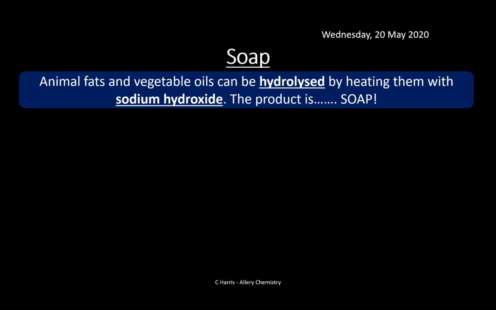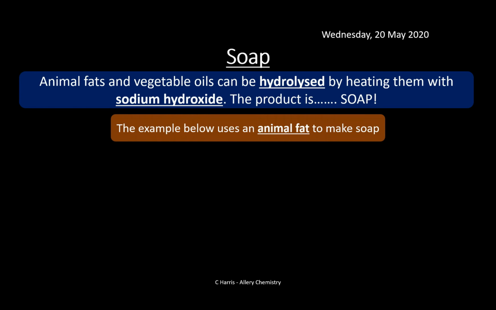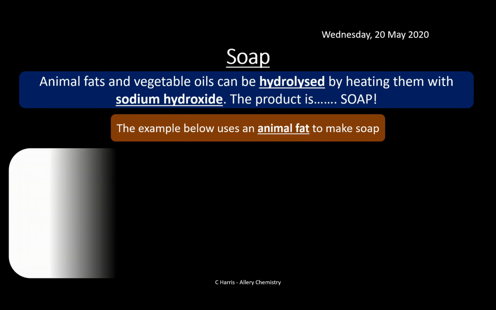There's nothing new here. We're just applying it to fats and oils instead. But they can be hydrolyzed. Remember, that's breaking it up using water. Okay, and we're heating them with sodium hydroxide, and what we produce is soap. So the example below uses an animal fat to make soap, but you can use oils as well. But we're going to use an animal fat to do this.